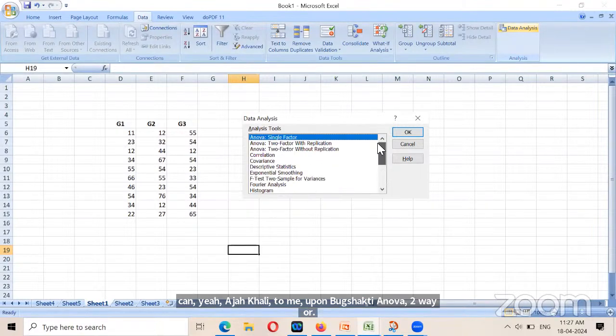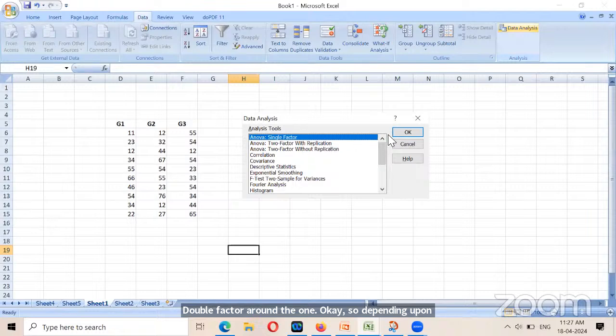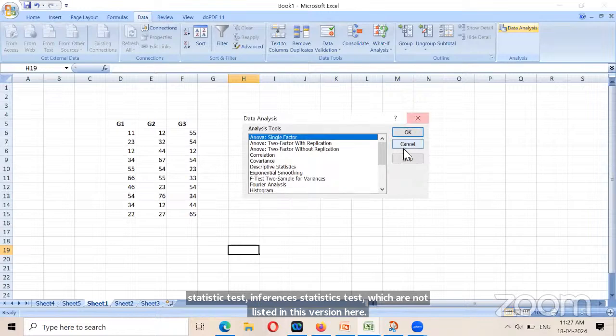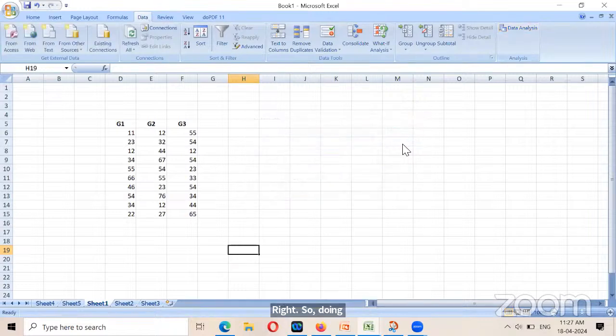So depending upon the version also you will see the number of tests here. Also you can see here descriptive statistics tests and inferential statistics tests, which are not listed in this version. So doing the ANOVA test in Excel is very simple. In very few clicks you can have this.